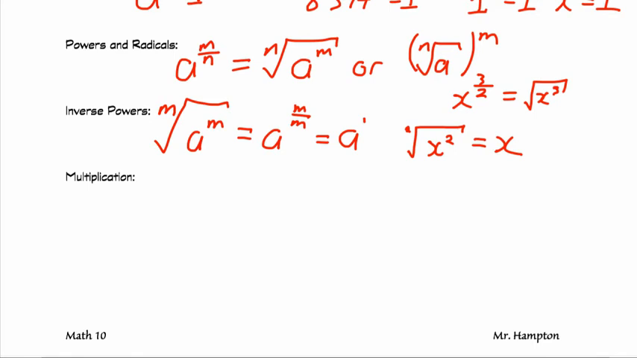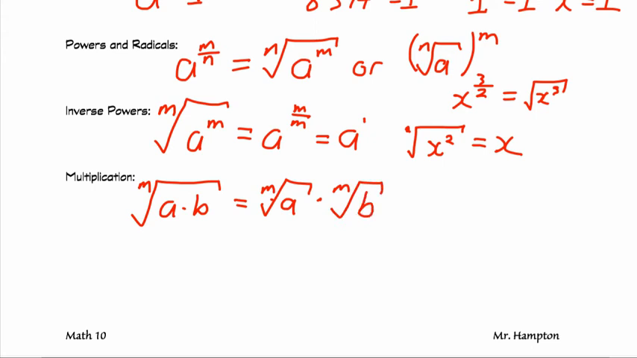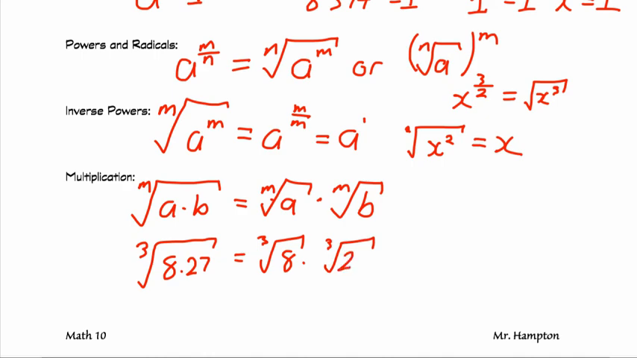When we have a multiplication of a radical, so within our radical we have a times b, well, this is equal to the m root of a times the m root of b. Okay? So for example, if we had the cube root of 8 times 27, well, this is equal to the cube root of 8 times the cube root of 27, which gives us 2 times 3, or 6.